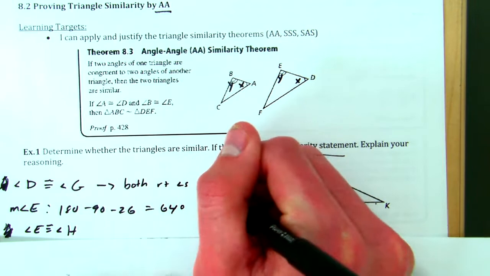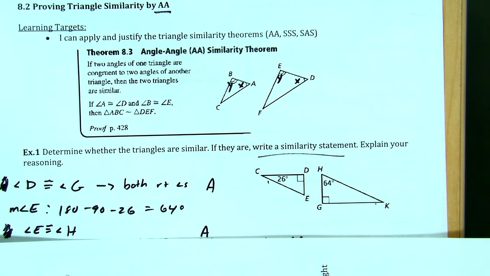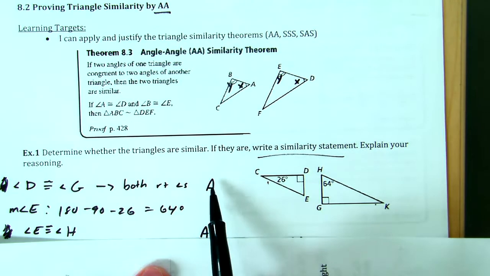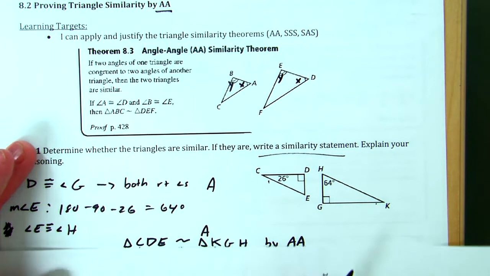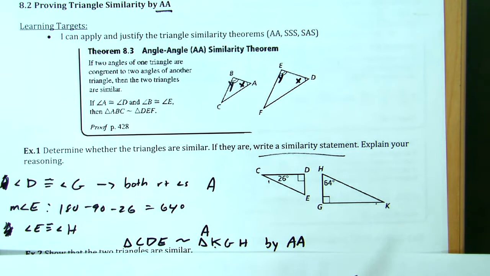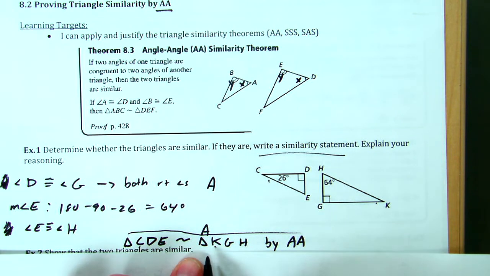So I had my first angle from the right angles. I have a couple 64-degree angles. So since I have this pair of angles, this pair of angles congruent, now I can conclude that triangle CDE is similar to triangle KGH by angle-angle.